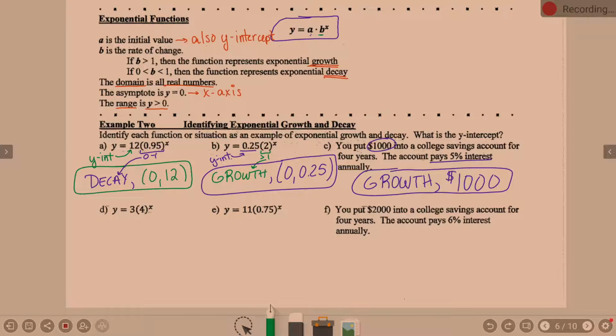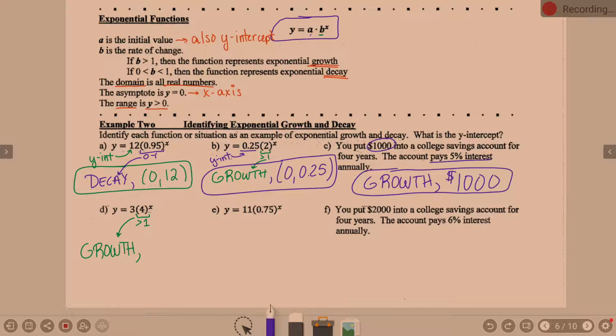On D, y equals 3 times 4 to the x. Is that an example of growth or decay? Growth. And how do I know growth? It's bigger than 1. What's bigger than 1? The rate. Okay, so the number in parentheses, the rate of change, the number raised to the x. Whatever your b value is, if it's bigger than 1, that is, by all means, representative of an exponential growth problem. So it is exponential growth, I agree.